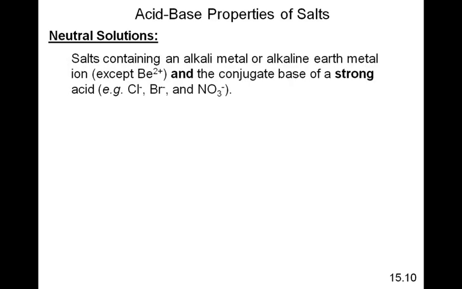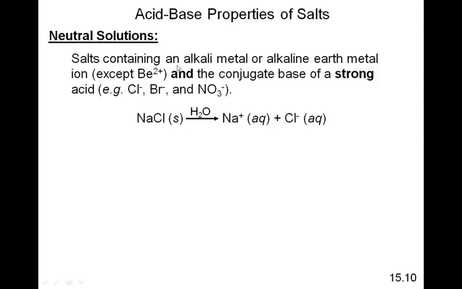Neutral solutions. When you have a salt that contains either an alkali metal or an alkaline earth metal, with the exception of the Be2+ ion, and the conjugate base of a strong acid, for example Cl-, which comes from HCl, Br-, which comes from HBr, and NO3-, which comes from HNO3, that salt would be neutral. For example, NaCl. Sodium chloride dissolves in water, breaks apart into Na+ ions and Cl- ions. This salt is considered to be neutral.